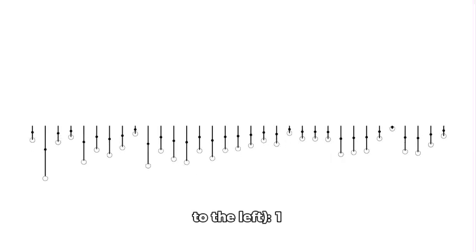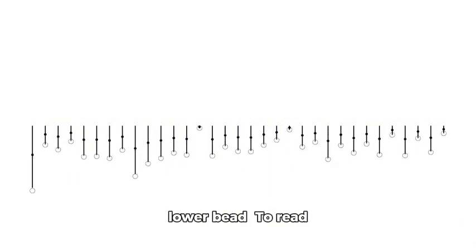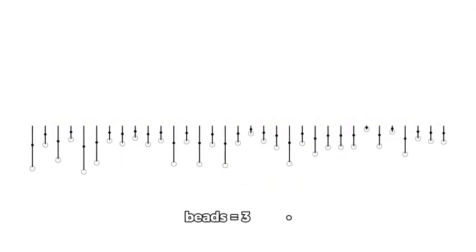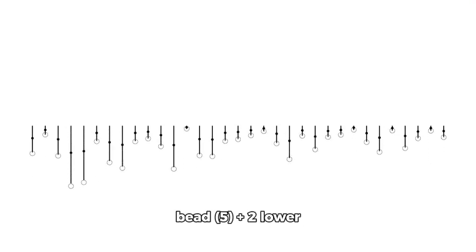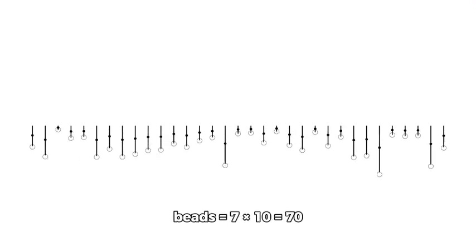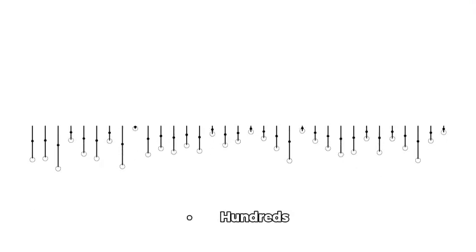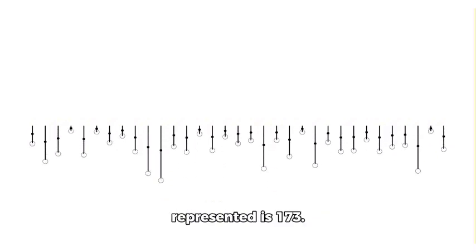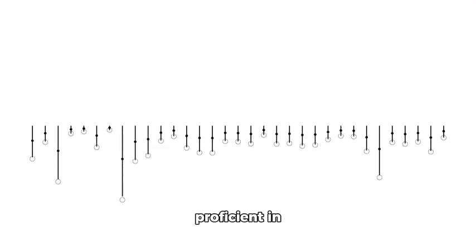To read this: units rod, 3 lower beads equals 3. Tens rod, 1 upper bead, 5, plus 2 lower beads equals 7. 7 times 10 equals 70. Hundreds rod, 1 lower bead equals 100. So, the number represented is 173.